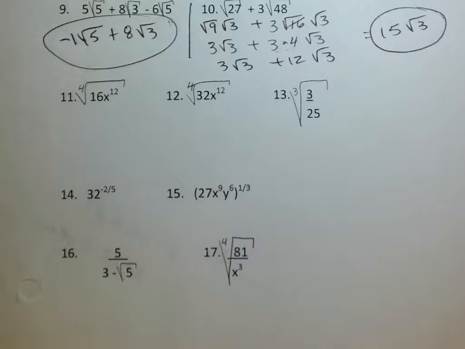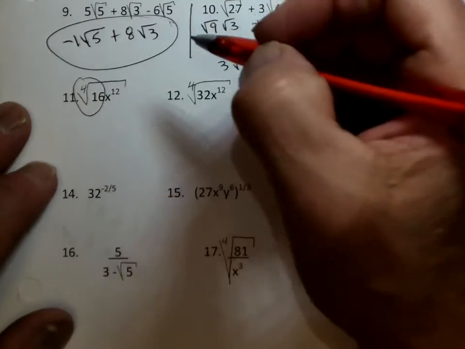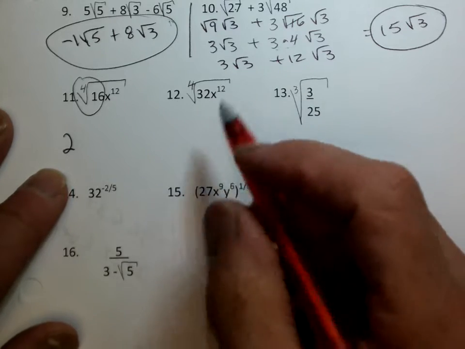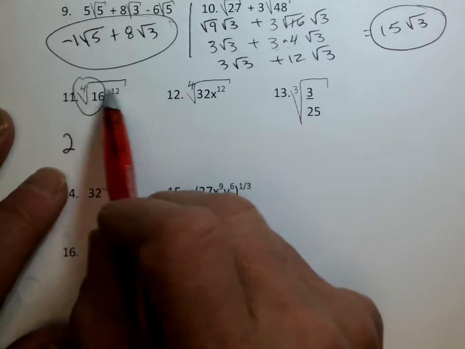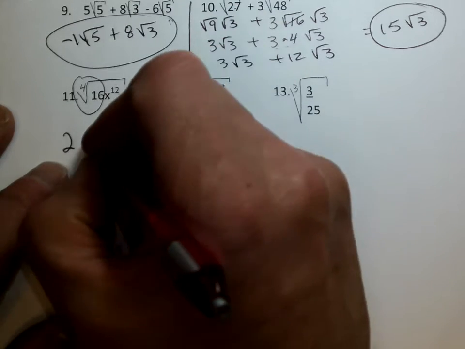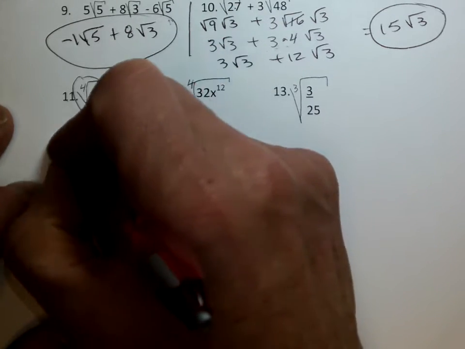Now I got a 4th root. Well, let's see. What times what times what times what makes 16? Try 2. Let's check it out. 2 times 2 is 4, times 2 is 8, times 2 is 16. So 16 is a perfect 4th root. So the 4th root of 16 is plain old 2. And then instead of taking half the exponent, I'm going to take a 4th of it, okay, and I can take a 4th of 12 and make it x to the 3rd.